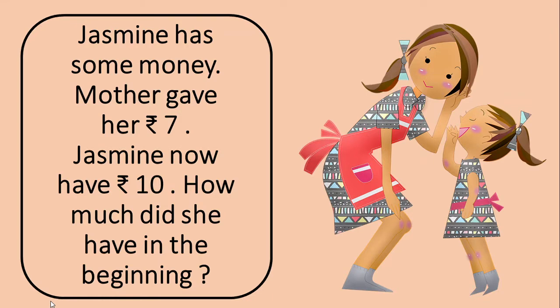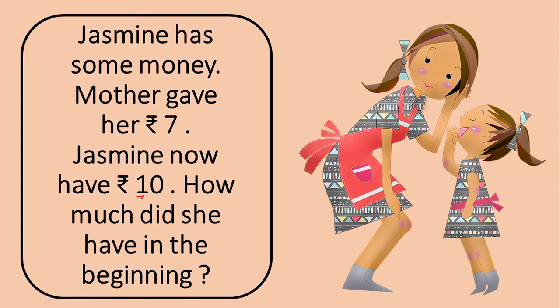To learn about the solutions of the equation, let's take an example. Here we have a little princess named Jasmine. She had some money. And to add to it, her mother gave her rupees 7 more. Now, altogether, Jasmine has rupees 10. How much did she have in the beginning?